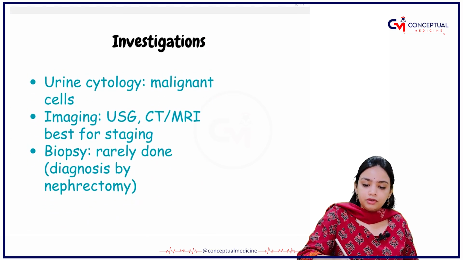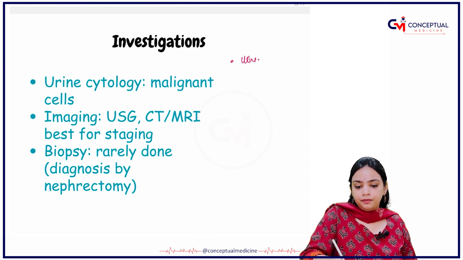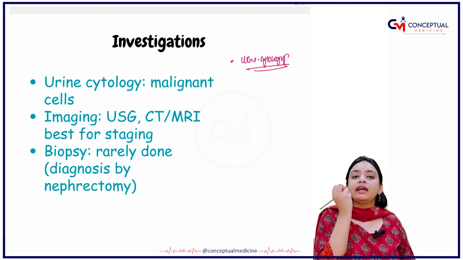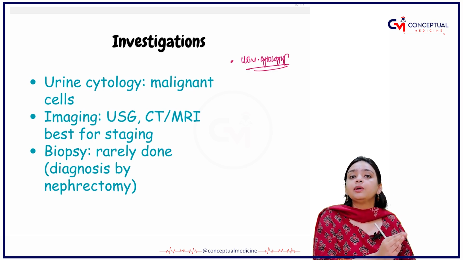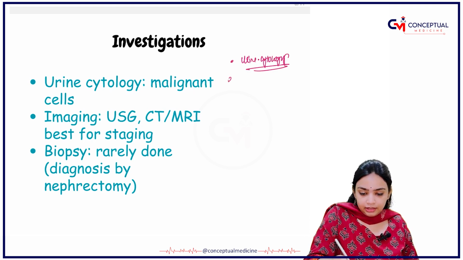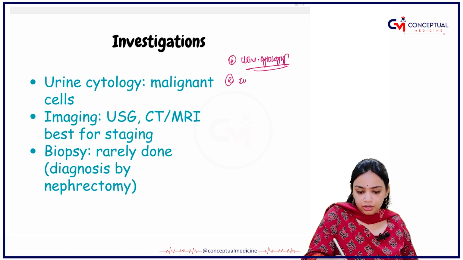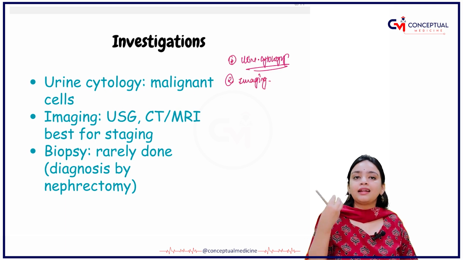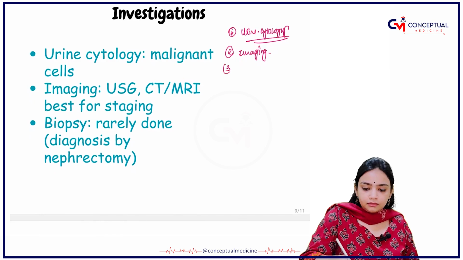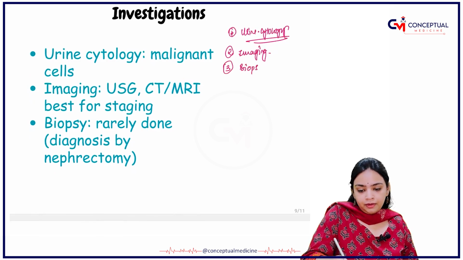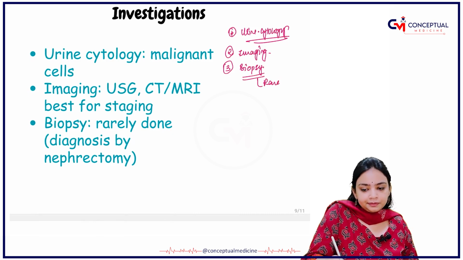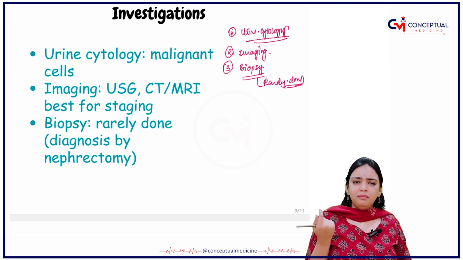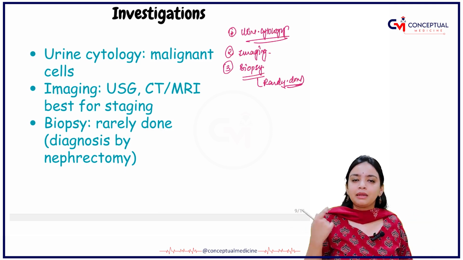What are the investigations you will order? First, you will order the urine cytology. Why? Because urine cytology will help you to distinguish whether it is a malignant one or a benign one, right? The second thing that you will order is the imaging. In the imaging, you will go for either the USG, the CT or the MRI. Those are the only possible things that you can go for, right? Then you have the biopsy. Biopsy is rarely done. It is painful also, and it takes a lot of time and money as well.